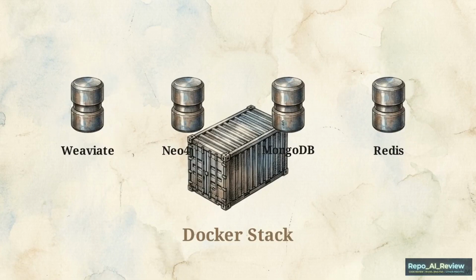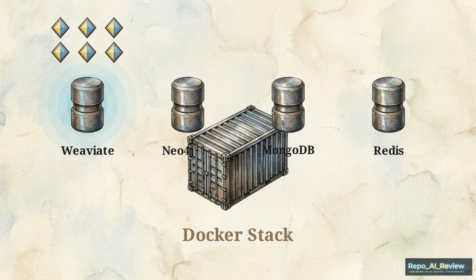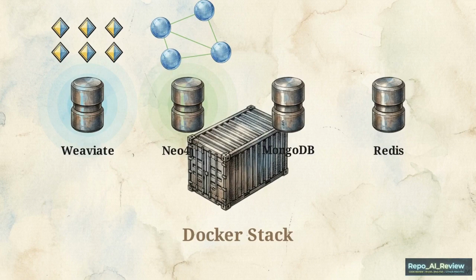Weaviate is used to store vector embeddings, which enable semantic similarity searches across your organizational knowledge. Neo4j acts as the graph database, responsible for mapping the relationships between people, projects, and specific decisions. MongoDB and Redis are required to handle the application state, the wiki cache, and user sessions.